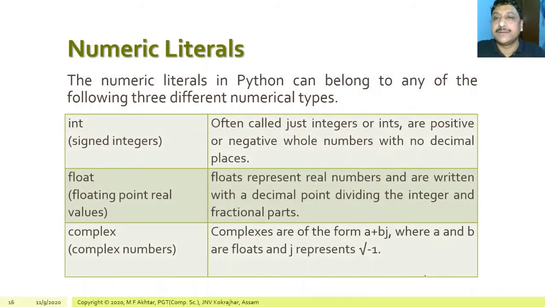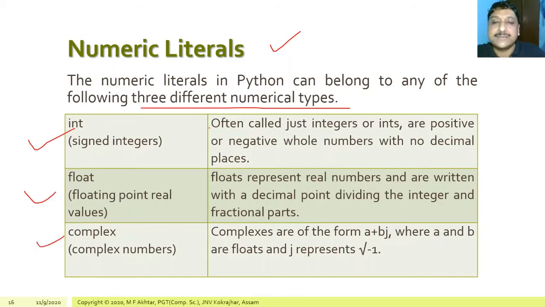Now, numeric literals. This is the second type of literal. The first is string literal, the second is numeric literal. Numeric literals in Python can belong to any of three numerical types: integer, float and complex. Integer numbers are positive or negative whole numbers, complete numbers, such as 45 or minus 30. Float numbers are numbers which have decimal points, for example 45.36 or minus 85.39. These are floating point numbers.